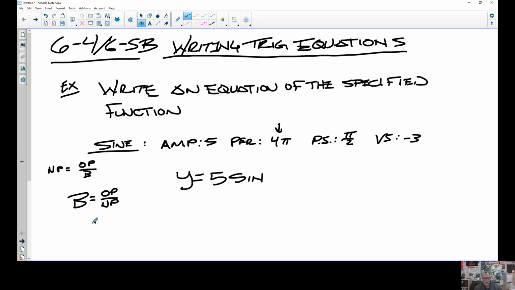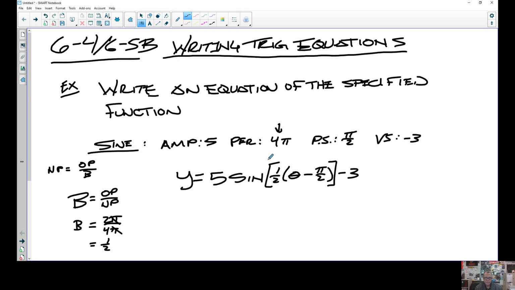So in this case, b is equal to the old period of sine, the normal period is 2 pi, over the new period, 4 pi. So the pi's would cancel, and it would leave us 1/2. So I would put in the bracket here 1/2, and then my theta. And then it said phase shift of pi over 2. It has a positive here, meaning to the right pi over 2. So if it's going right pi over 2, I have to do negative pi over 2 here. And then vertical shift down 3, I do just what it says. And I'm done. I've written my equation.